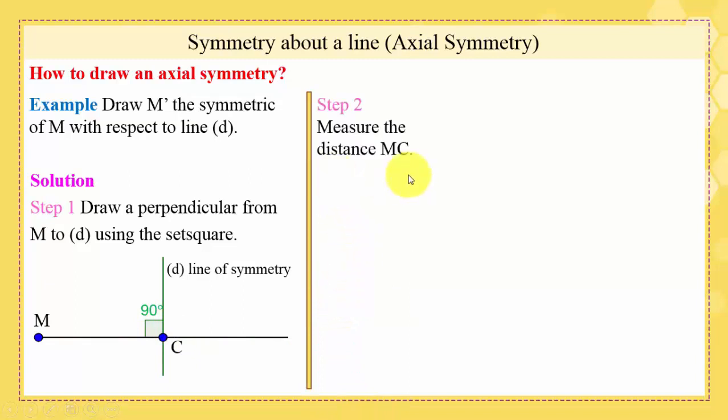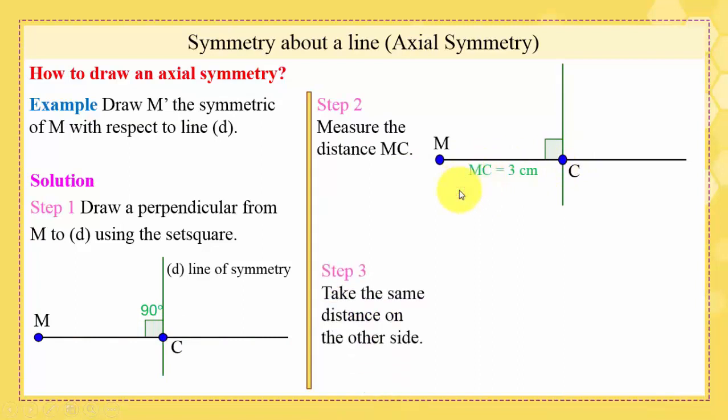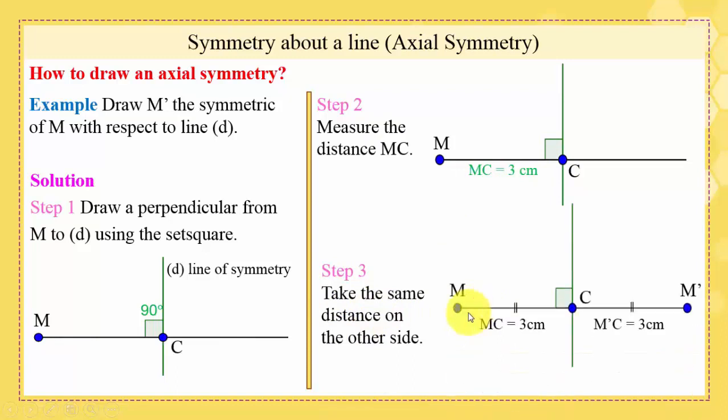Step 2, measure the distance MC. Look here, you put the ruler and you measure MC. Step 3, take the same distance on the other side. You come here for the other side and you take the same distance, MC equal 3 cm, then you take that M prime C is equal to 3 cm. Now you can say that point M prime is the symmetric of M with respect to line D.